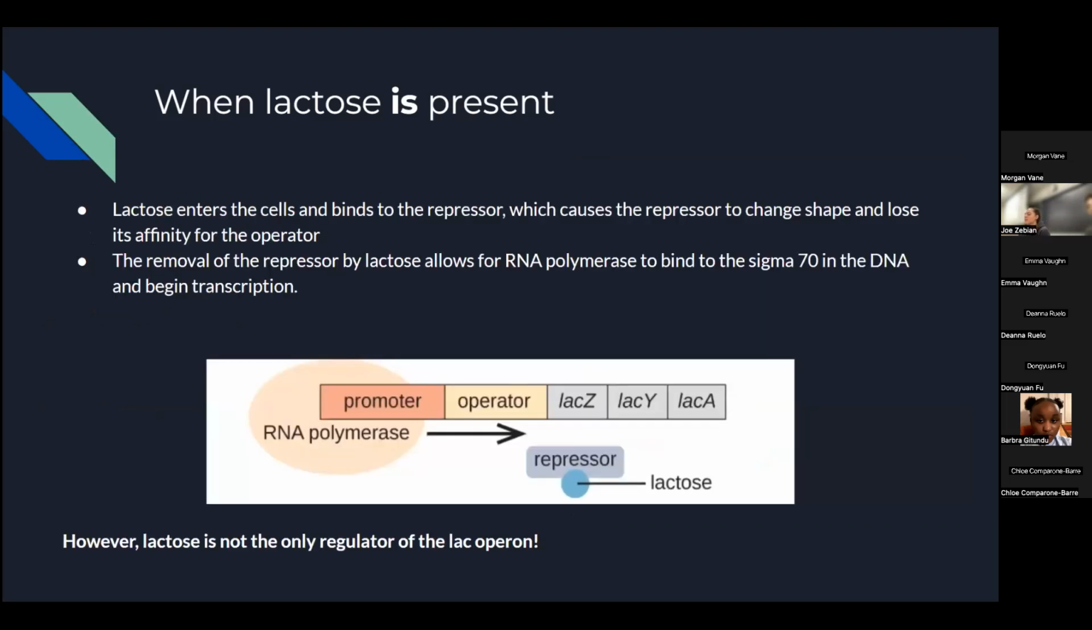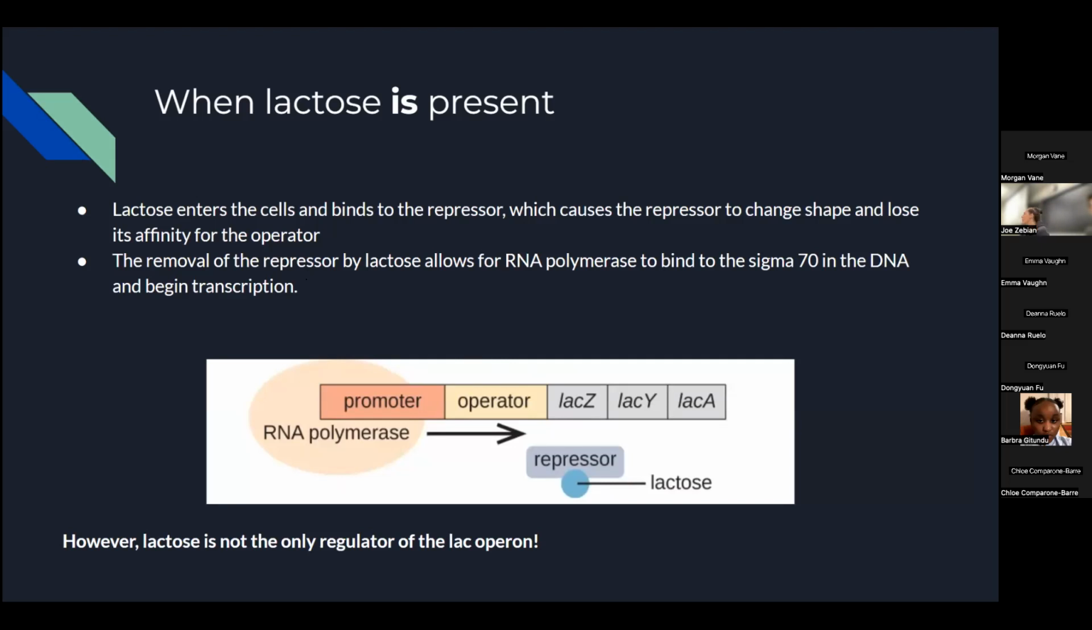When lactose is present, this is when lactose enters the cell, binds the repressor and takes it off the operator. The repressor changes shape, and that's why it leaves the operator. It no longer has affinity for the operator because structure equals function. And then the removal of this repressor by lactose allows RNA polymerase to bind to the sigma 70 and to begin DNA transcription.